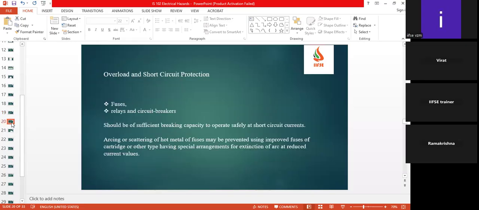Then overload and short circuit protection. Here we use fuses, relays, and circuit breakers to protect against overload, and they should have sufficient breaking capacity to safely handle short circuit currents. Arcing and scattering of hot metal from the fuses may be prevented using improved cartridge fuses or any other type having special arrangements for extending the arc and reducing the current values.